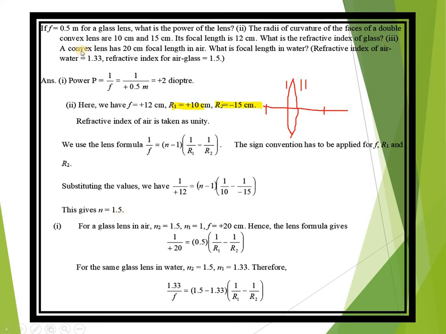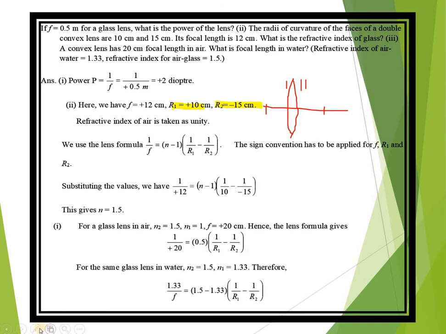The third problem is an interesting one. A convex lens has 20 cm focal length in air. What is the focal length in water? In the previous video I explained that when the lens is dipped inside a liquid, the focal length changes. Now mathematically we can calculate the value. Initially the glass is there in the air, and we place the values. The focal length is given as 20, so 1 upon 20, and then 1.5 minus 1 times 1 upon r1 minus 1 upon r2.